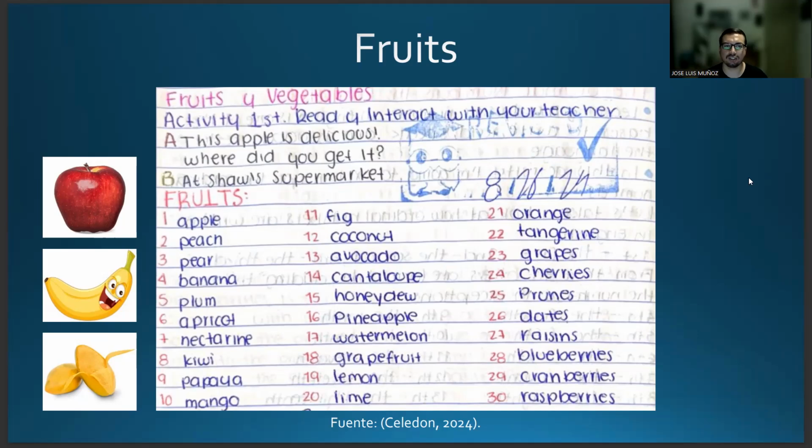Then you have peach, pear, banana, plum, apricot, nectarine, kiwi, papaya, mango, fig, coconut, avocado, cantaloupe, honeydew, pineapple, watermelon, grapefruit, lemon, lime, orange, tangerine, grapes, cherries, prunes, dates, raisins, blueberries, cranberries, raspberries. You have all these fruits here. You could watch this video, this screen, this slide, and you have here the information of the principal fruits.